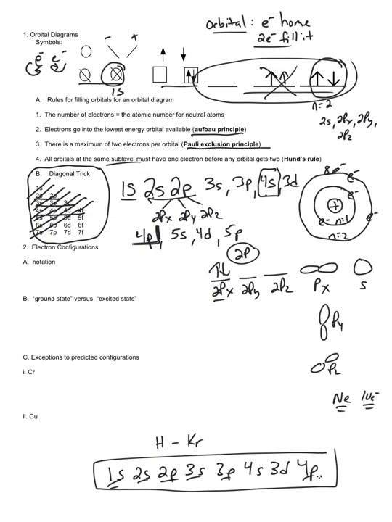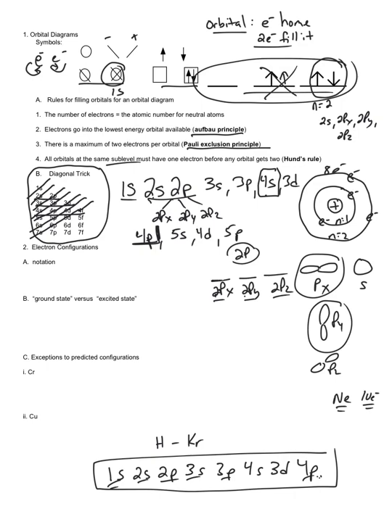Because the 2px orbital, 2py orbital, and 2pz orbitals are all 2p orbitals, they all have the same energy because they are the same floor, second floor, and they have the same basic shape. The only difference between a 2px and a 2py orbital is their orientation in space. One is located along the x-axis and one is along the y-axis.